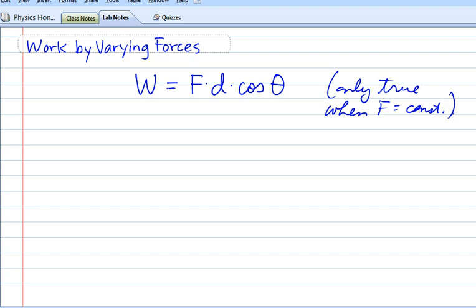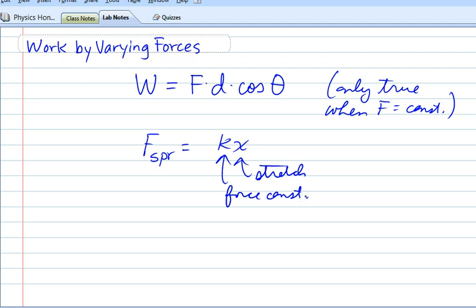But if you have a case where you have a spring, where the force of a spring is equal to some constant times the stretch x of the spring, and this constant is what we call the force constant, then it's not so much the case. And now we can make use of a pretty useful tool. We can just simply graph the force versus the displacement.